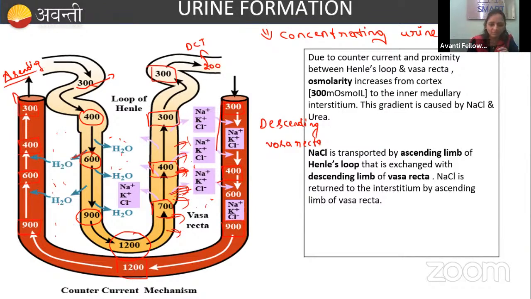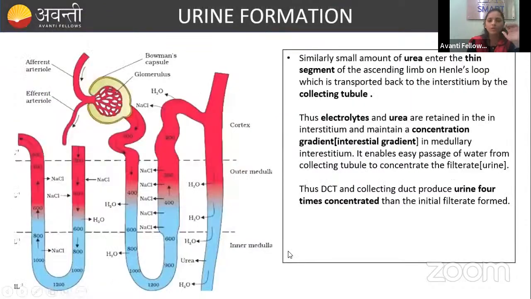Remember this. In the exam, they may ask you like this: in which limb of the vasa recta is the sodium chloride going to be absorbed? Can anyone answer me, guys? In which limb of the vasa recta is the sodium chloride going to be absorbed, either the descending limb or the ascending limb? And in which limb of the vasa recta is the water going to be reabsorbed? That is in the ascending limb of the vasa recta. Okay, remember that. And other than this, the urea is also involved.